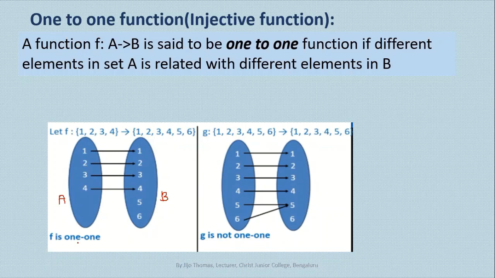So the first one is a one-one function, but in the second one, if you see, the elements 5 and 6 are related with the same element. Different elements in set A are not related with different elements. They are related with the same element, which is not allowed in one-to-one. It is a function, but not a one-to-one function.